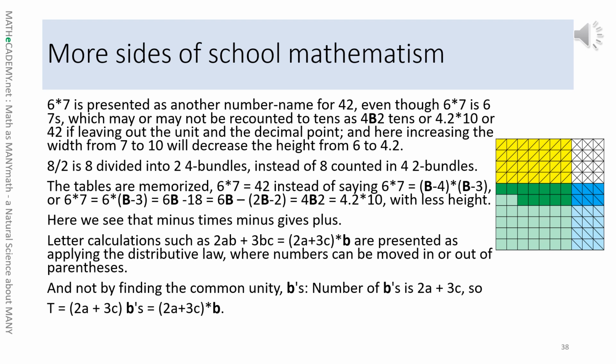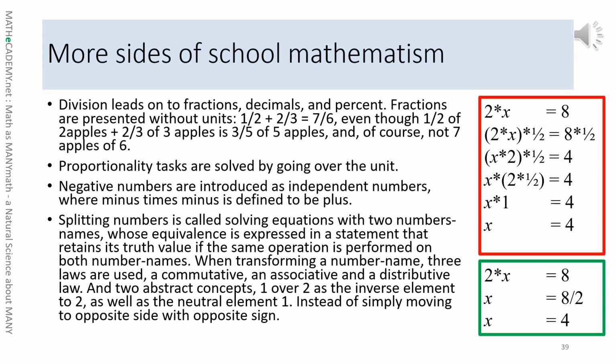The number of b's is 2 times a plus 3 times c, so t equals 2a plus 3c, b's equals 2a plus 3c times b. More sides of school mathematism. Division leads on to fractions, decimals, and percent.